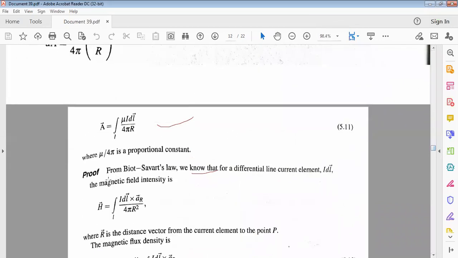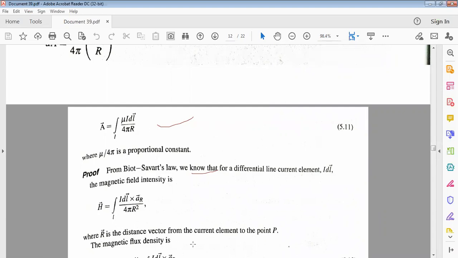From before, you already know what is meant by Biot-Savart's law. The magnetic field strength at point P is proportional to the differential current passing through the differential current element and inversely proportional to the square of the distance between them. That is the basic statement of Biot-Savart's law, right? From Biot-Savart's law, we know that the differential line current IDL and the magnetic field intensity are related as H equals the line integral of IDL by 4 pi r square, times the unit vector direction.